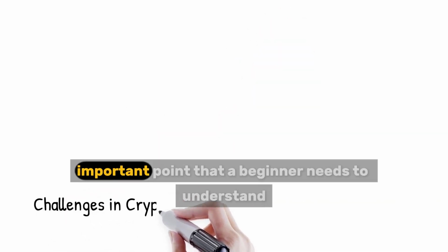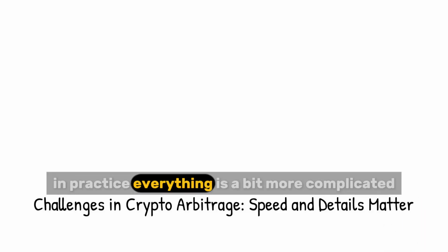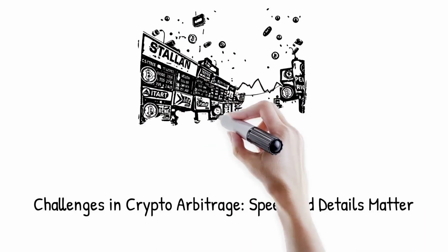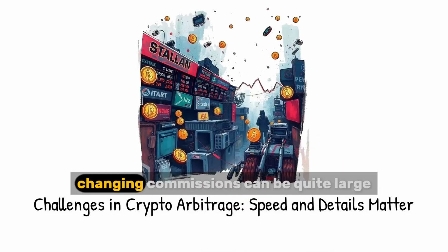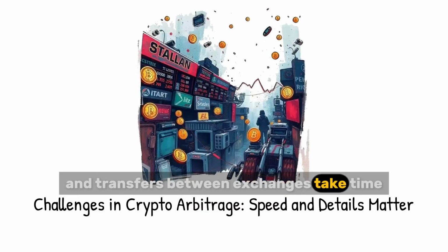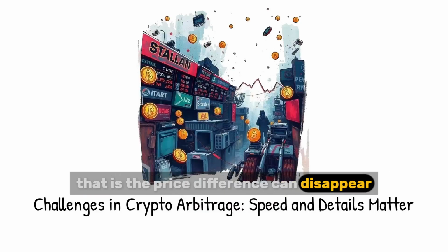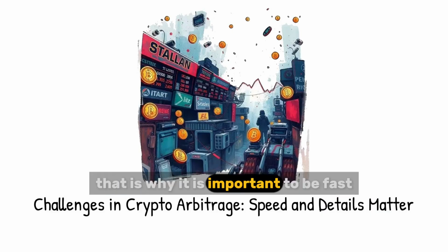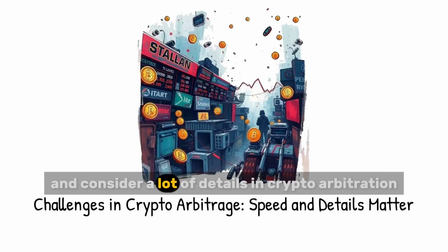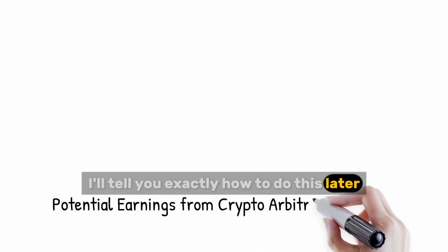Now there is an important point that a beginner needs to understand. In practice, everything is a bit more complicated. The price is constantly changing, commissions can be quite large, and transfers between exchanges take time, during which the spread, that is, the price difference, can disappear. That is why it is important to be fast and consider a lot of details in crypto arbitrage. I'll tell you exactly how to do this later.